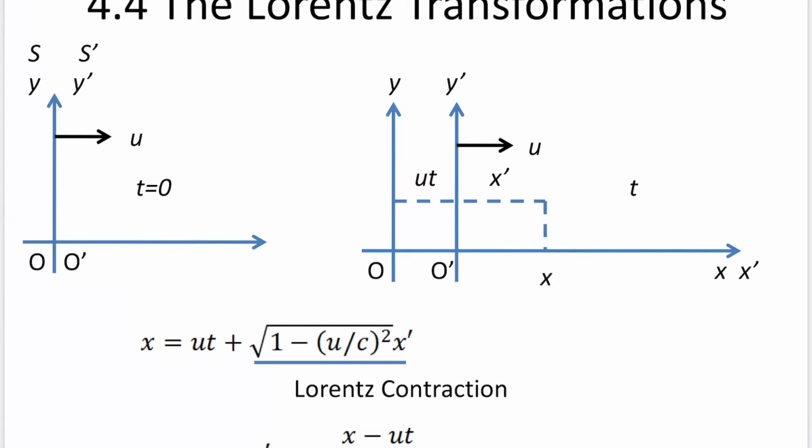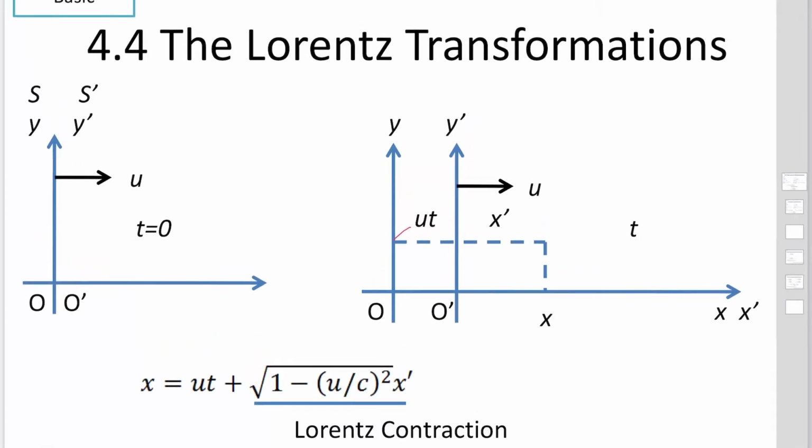In this section, we are going to study the Lorentz transformations. So we consider two frames, S and S prime frames. S prime frame is moving in the positive x direction with a velocity of u. At t equals 0, S frame and S prime frame are exactly the same. Then after time t, S prime frame has moved a distance of ut in the positive x direction.